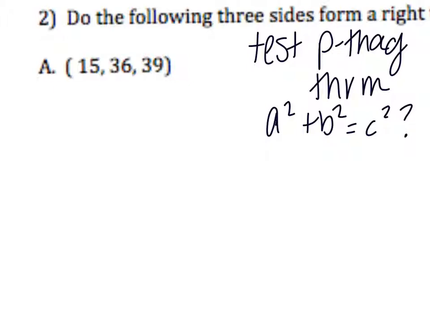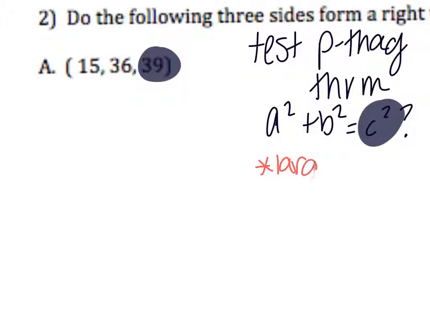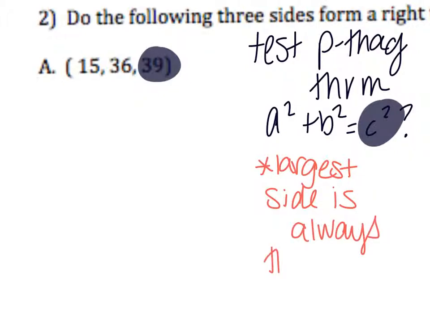Now, here's how you figure out which one is A, which one is B, and which one is C. The only big one that matters is the one on the end, the c squared. So you look at the largest one. The largest one will always be the hypotenuse. Maybe something to write down: largest side is always the hypotenuse. I ran out of room. That's okay. So that's always the largest side.